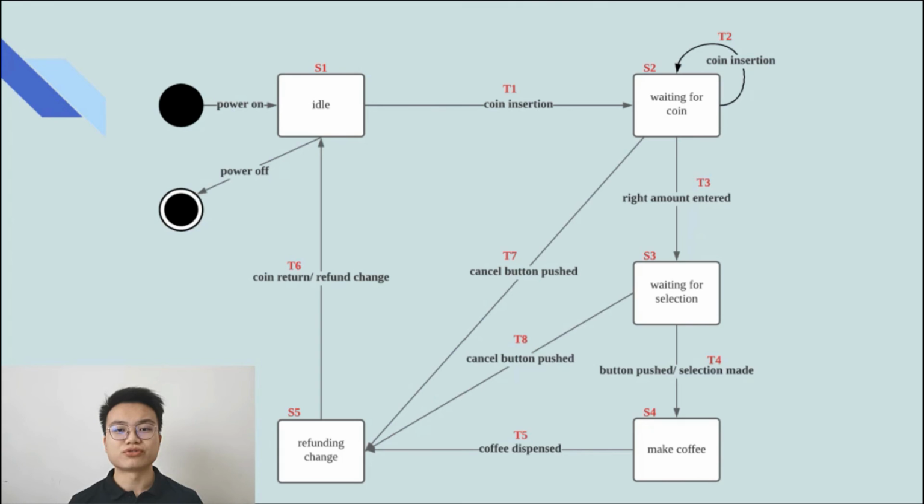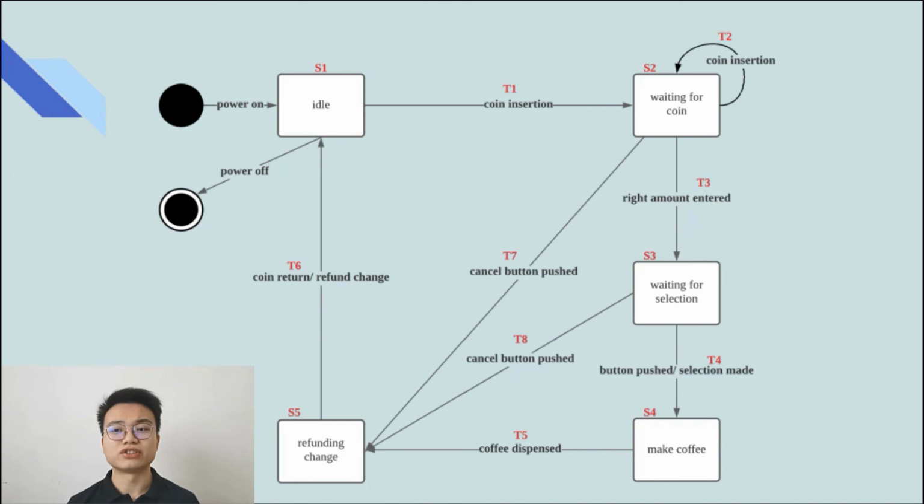Next, the coffee machine transitions from S1 to S2. This will only happen after the customer has inserted the coins into the coffee vending machine. In S2, the coffee vending machine is now waiting for more coins to be inserted. That is why we draw a loop labeled T2 for the customers to insert coins again until the right amount of coins has been inserted.